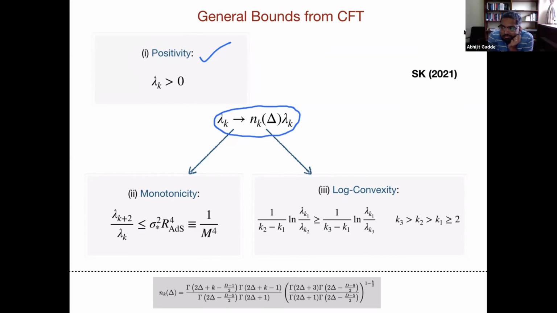Yeah, that's true. But even the massive guys, if they don't scale with R_AdS, the corresponding dimension is large, right? So that should show up in this sigma star, right?